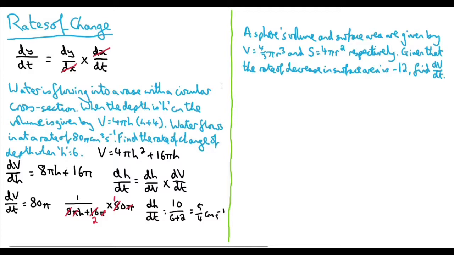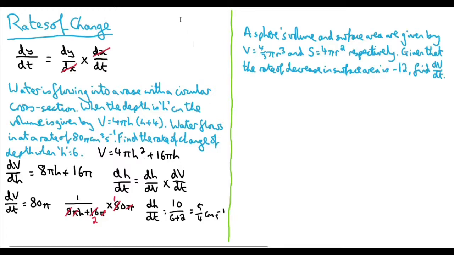Given that the rate of decrease in surface area is minus 12, find dV/dt. So, you have a differential that you need to find, you have some equations that you can work with, as well as a statement mentioning rate. Pause the video, have a go for yourself, maybe just think back on the examples we were just doing if need be, and then press play again when you're ready to compare.